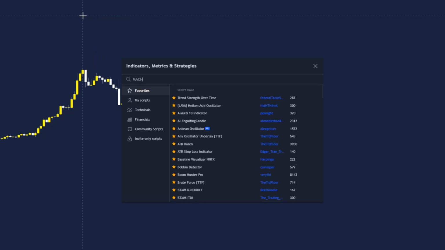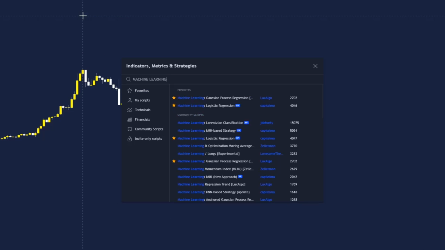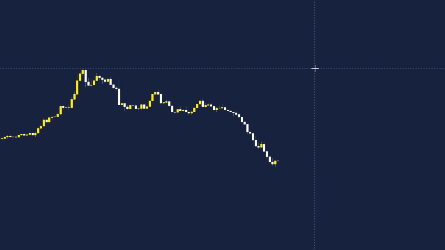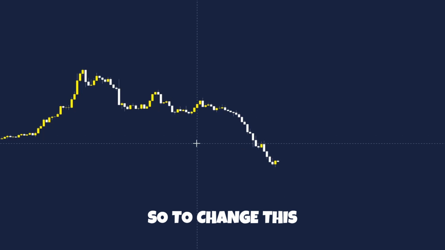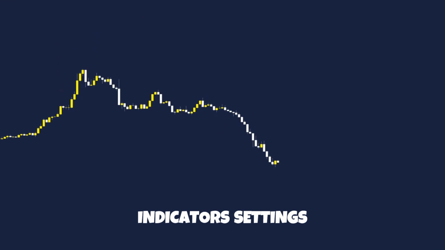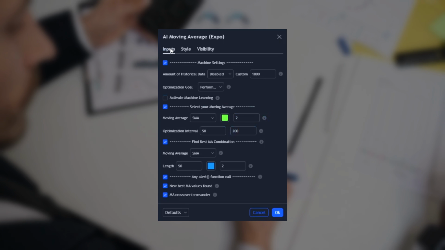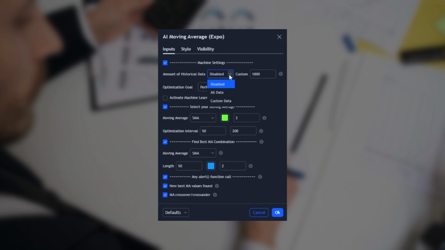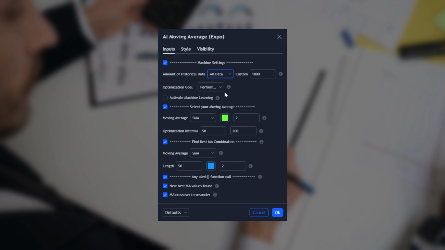Okay, so we opened this indicator tab. Now let's search for machine learning. We are going to select the machine learning and optimization moving average indicator, this one right here. Add this to your chart. When we open our chart, you'll notice there isn't anything appearing on the actual chart. So to change this, we'll need to open the indicator settings. Go to the inputs tab and let's change the amount of the historical data from disabled to all data.